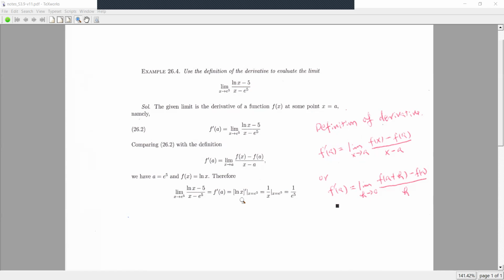Derivative of natural log of x by formula is 1 over x. Plug in the point e to the fifth in x, then this number is this limit.